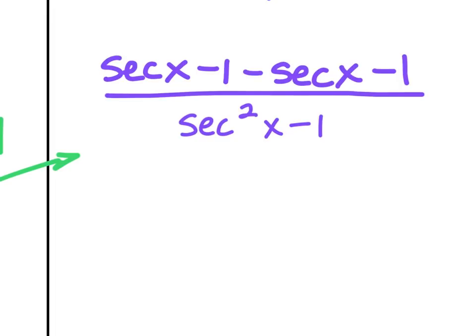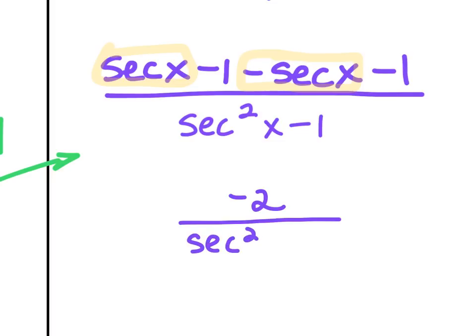Now, we still also have to simplify the numerator, and in the numerator, notice that you've got a positive secant of x and minus secant of x, and so those two terms are going to cancel each other out. But you've also got negative 1 and negative 1, and so that leaves your numerator as just negative 2 all over secant squared of x minus 1.